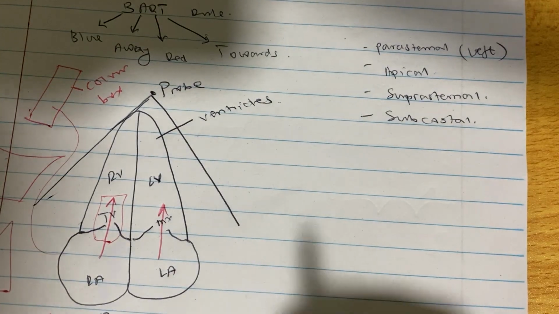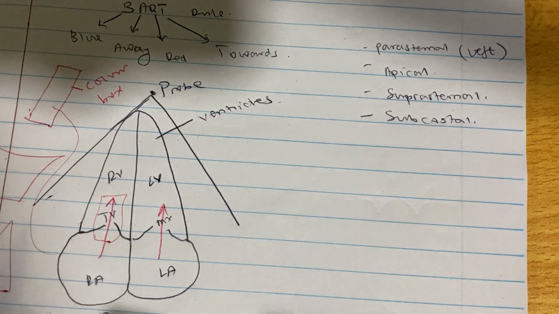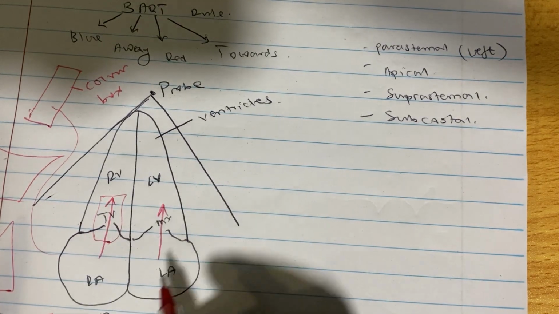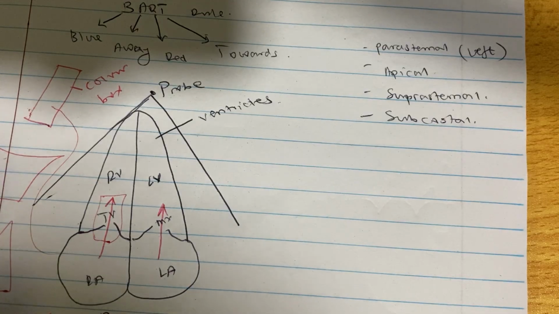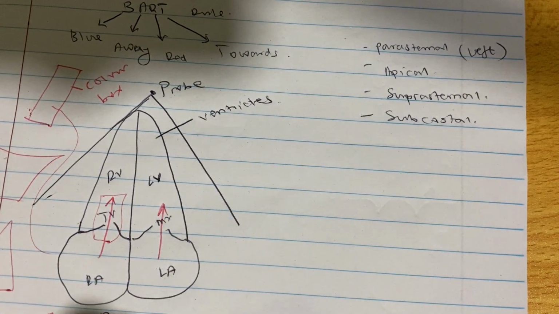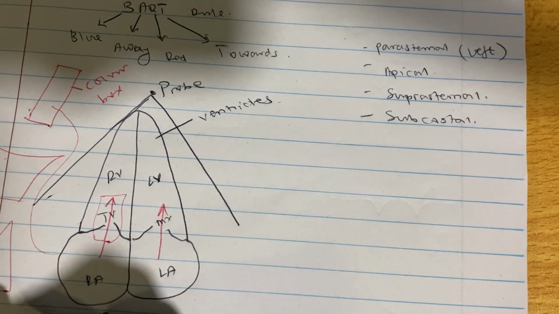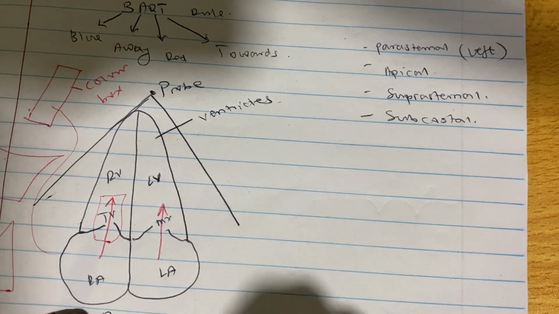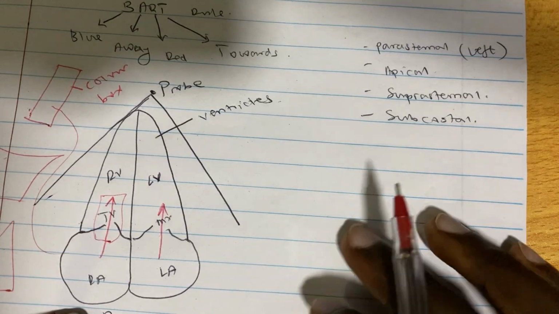This color box, you can change it to assume any shape. If I want to measure this, to see this, I will make it longer. If I want to, like in a parasternal view, I will make it like this, because the mitral valve is here and the aortic valve is here, so it has to be like that. It can be changed. I will show you when I go to the machine.